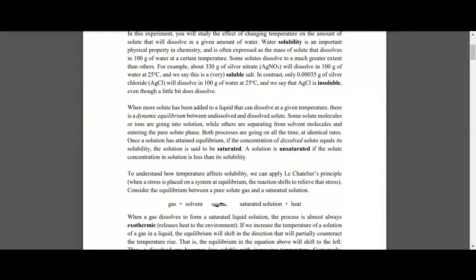Chalk is an ionic compound made of calcium and sulfate, or calcium and carbonate, but it is not going to dissolve. Those are insoluble compounds. Then there is the term saturated versus unsaturated.